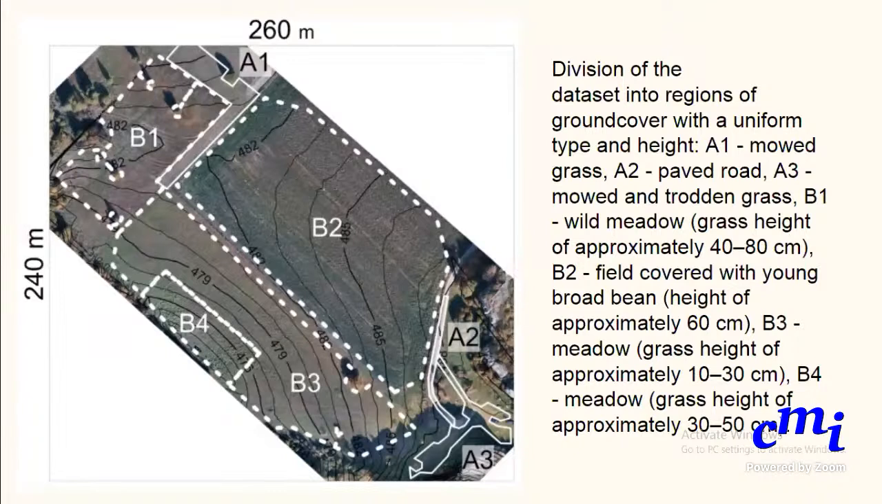And again, here is another kind of data. This is from the Jerzmanovice village dataset. Here you can see a bit more of the classifications. A1 is mowed grass, A2 is paved road, and so on.